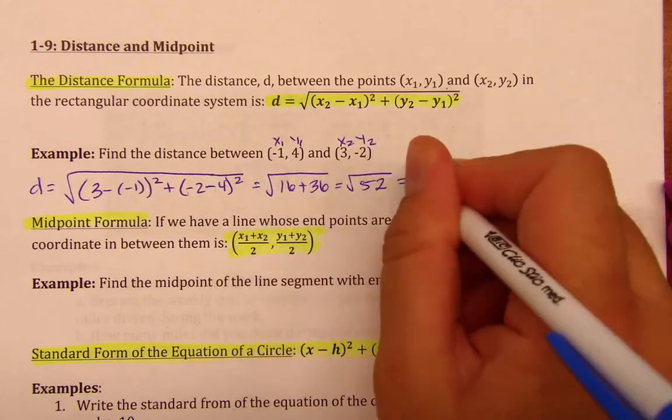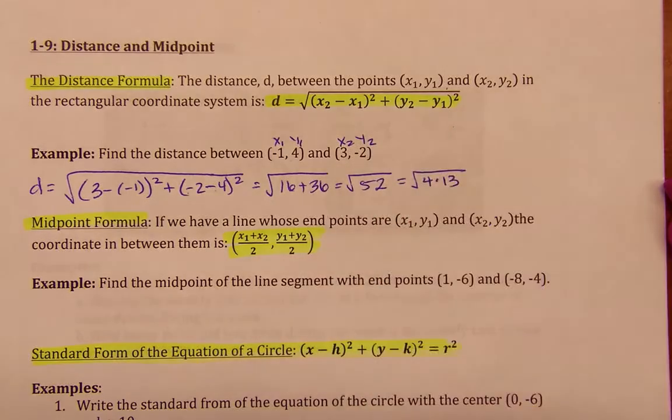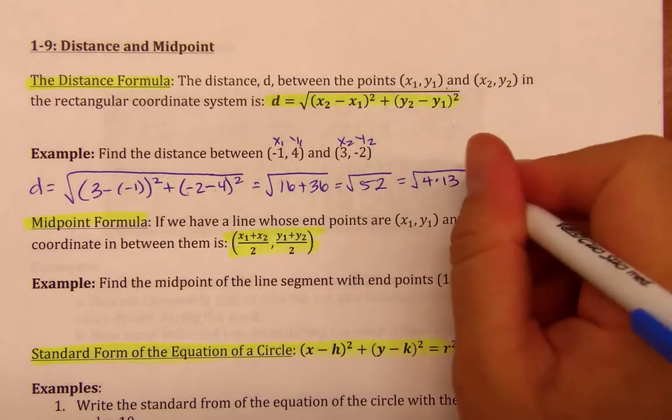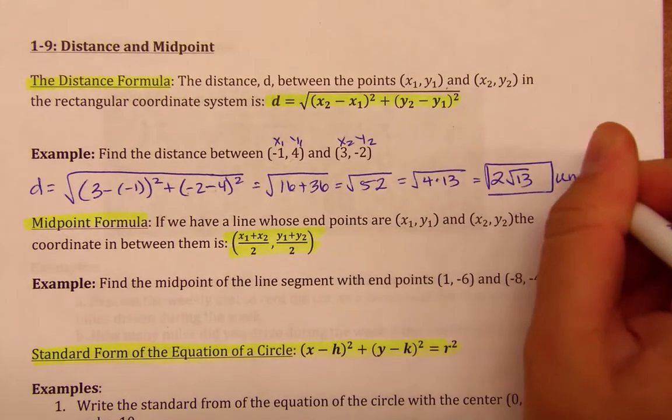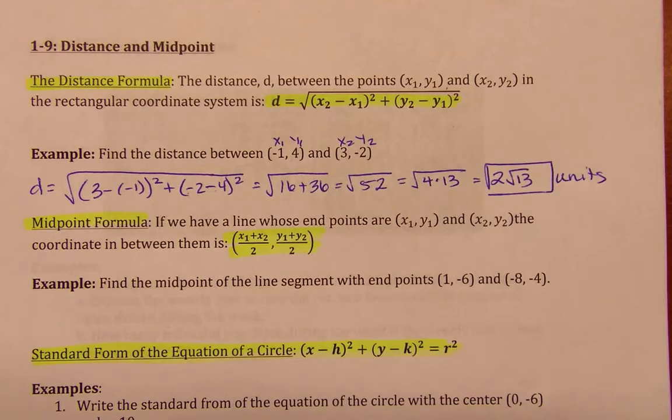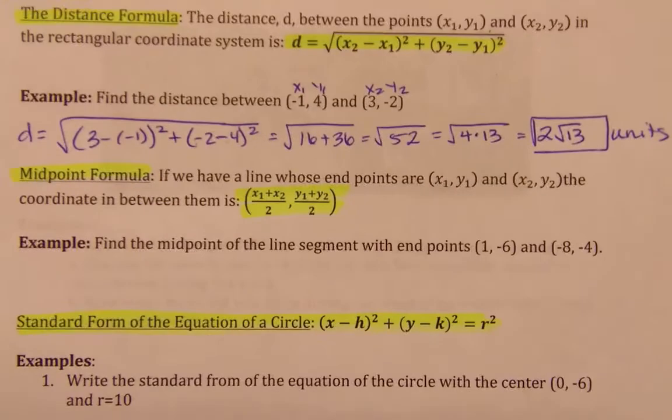And 52 is the same thing as 4 times 13. So we can simplify a little bit further and we would have 2 square root 13. And we're going to put units on there because we're talking about a distance.